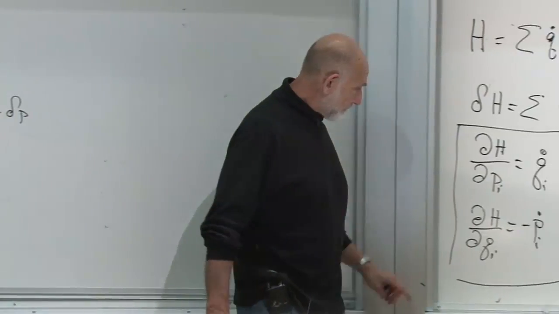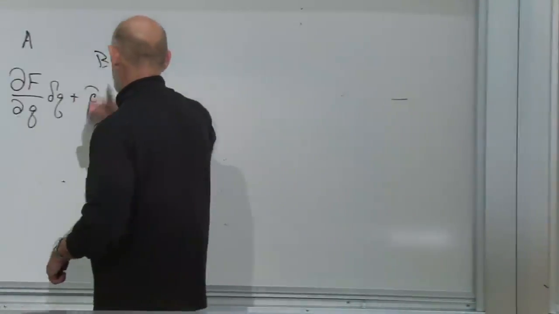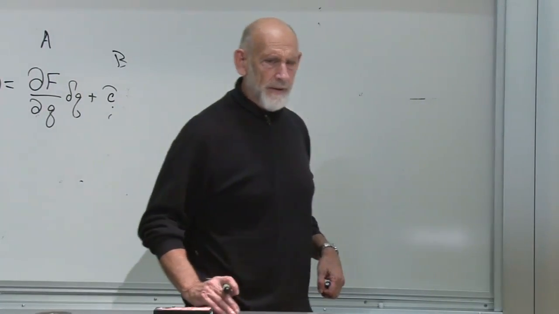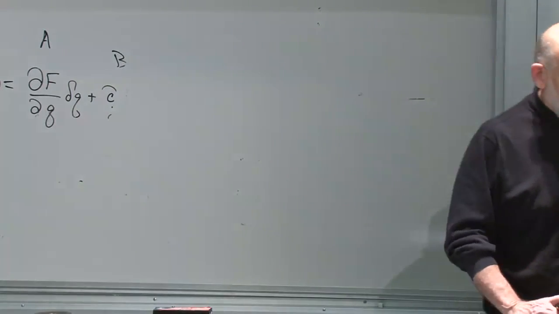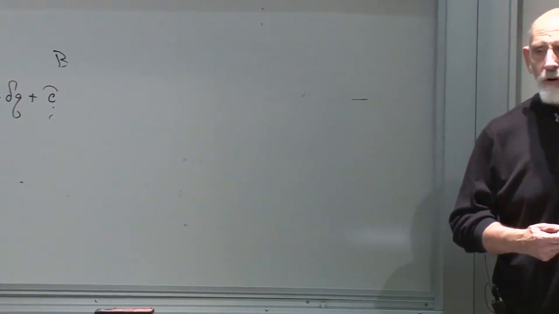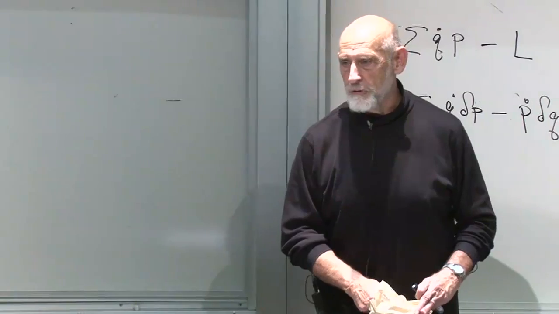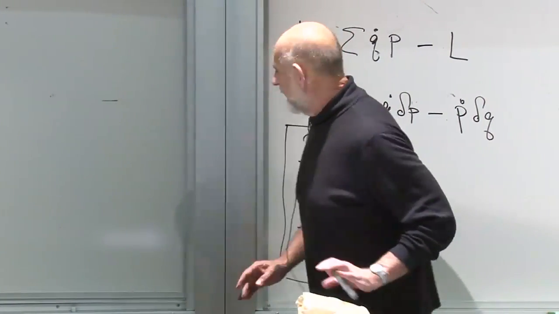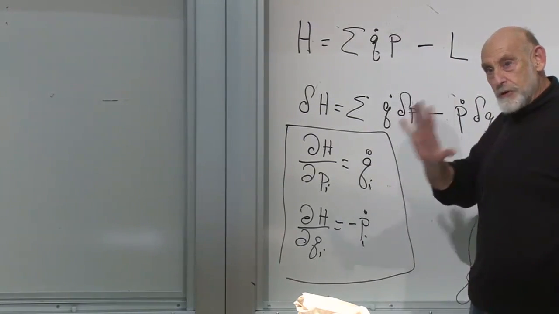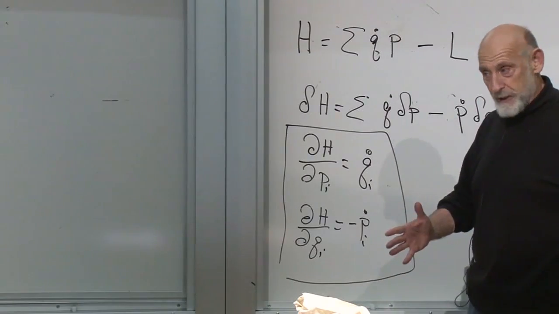One other thing. How many equations do I now have altogether? How many Lagrangian equations were there? If there are n coordinates, how many Lagrangian equations? N. How many Hamiltonian equations? 2n. Right. The Hamiltonian equations are first order in time, and there are twice as many of them. The Lagrangian equations are second order, and there are half as many of them.